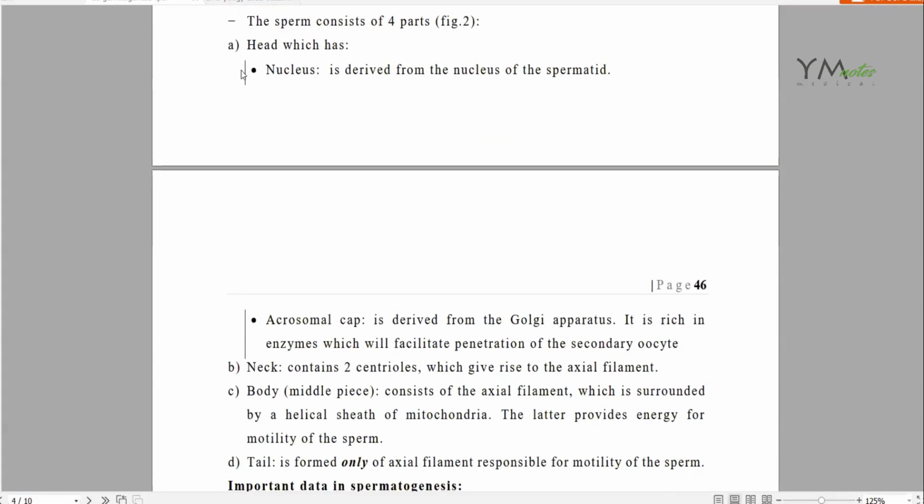Here, just as we said, the head is formed of the nucleus derived from the nucleus of the previous cell. The acrosomal cap, since it produces enzymes, has to be derived from something that produces enzymes as well, the Golgi apparatus, to allow penetration of the ovum. The neck has two centrioles that give rise to axial filament that forms the tail for the motility, or the movement, of the sperm. In the middle, we have the body. This body has mitochondria, and mitochondria, as we know, produce ATP that provides energy for the movement of the sperm to reach the ovum. And the site of the fertilization is the ampulla of the uterine tube, which we will know later, inshallah.